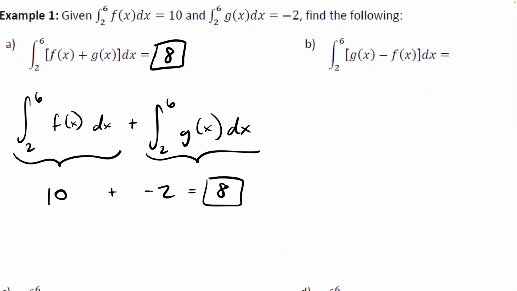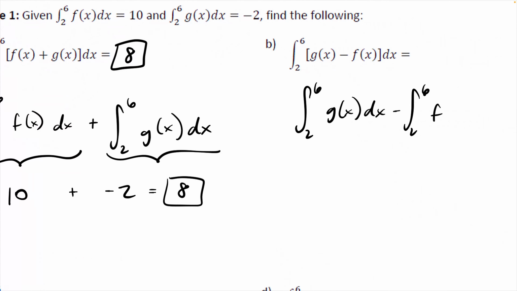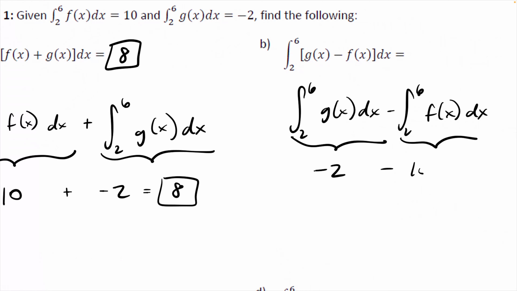B is the same, but just subtraction. So we would split it up from 2 to 6 for g of x dx minus from 2 to 6 f of x dx. This guy is -2 minus, this guy is +10. You get -12. The area is -12. Okay, so that's using the first sum and difference. We've used that one before. That one's not a new one.